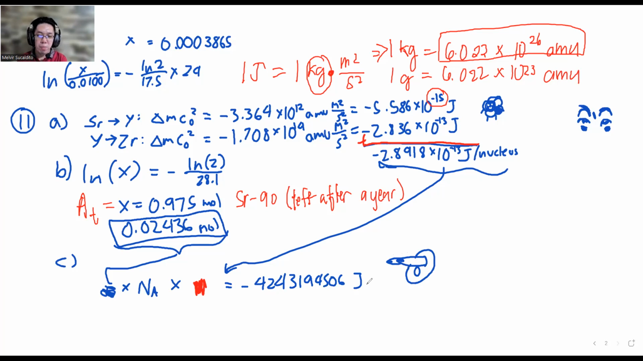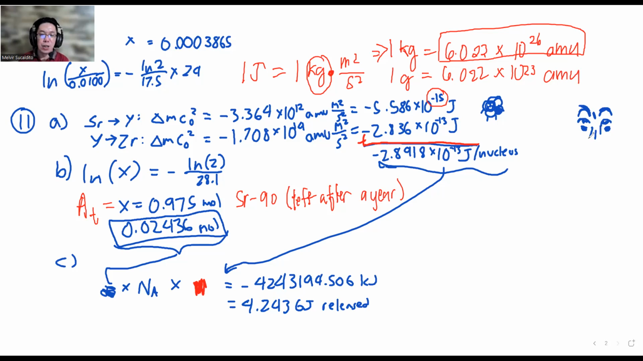Okay, in kJ na siya. So, the answer should be, para same tayo, no? Okay, correct. So, that amount of energy is released after a year. Gigajoule. Akala ko joule ito. Yun pala GJ siya. Correct. So this is correct. Good.